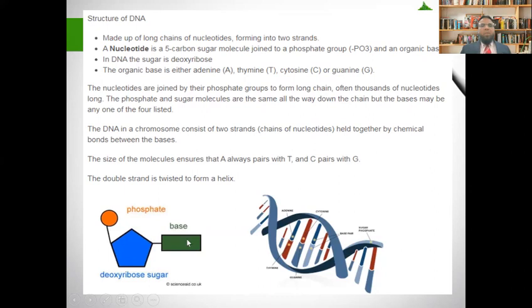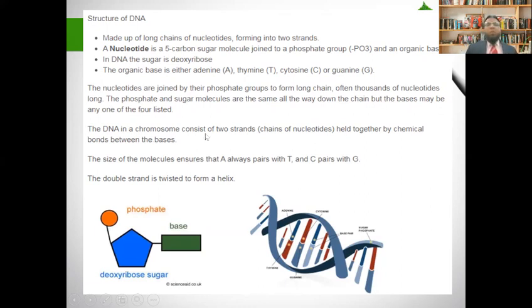So you can see here these nitrogen bases are combined with a deoxyribose sugar, and on the other end the deoxyribose sugar is combined with a phosphate group. So this is one nucleotide, and so many nucleotides are there. The phosphate and sugar molecules are the same all the way down the chain, but the bases may be any one of the four listed.